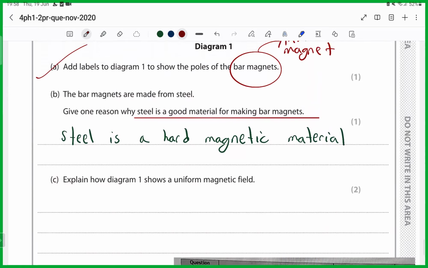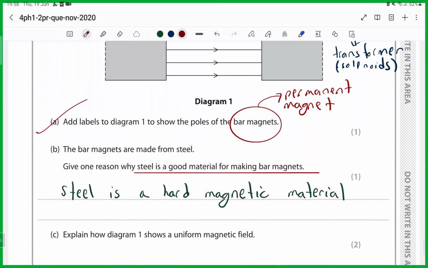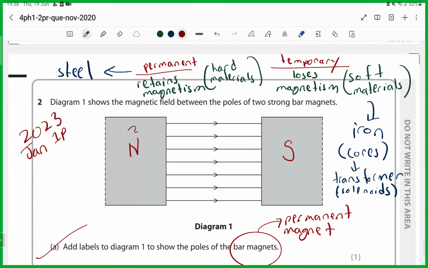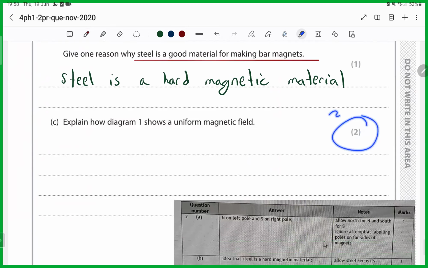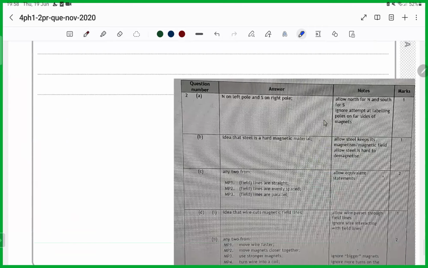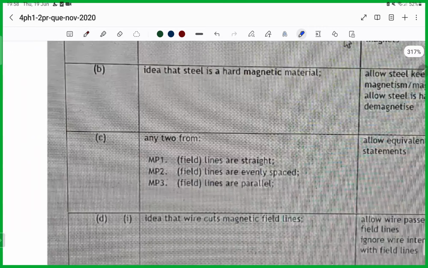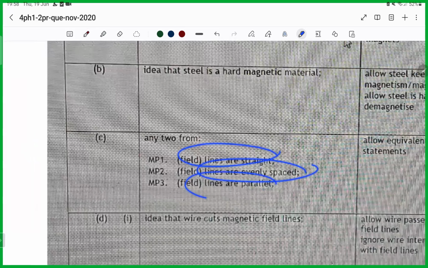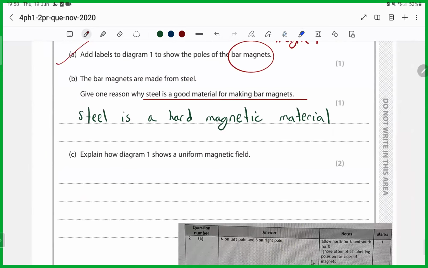Explain how diagram 1 shows a uniform magnetic field. So how does this diagram show a uniform magnetic field? You can notice that the magnetic field lines are all parallel, right or wrong? They are all parallel and they are equally spaced. If you can say these two points, you will get 2 marks. This is a common feature of uniform magnetic field lines. The field lines are straight, evenly spaced and parallel. If it was 3 marks, you have to write 3 points. So let me write the points.